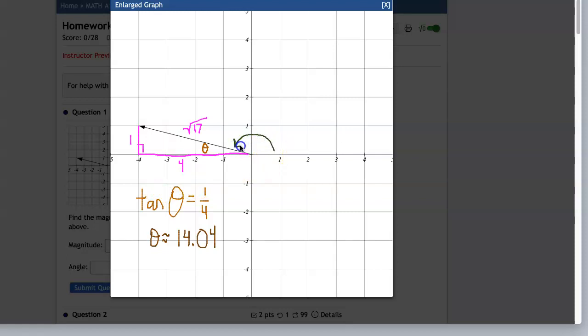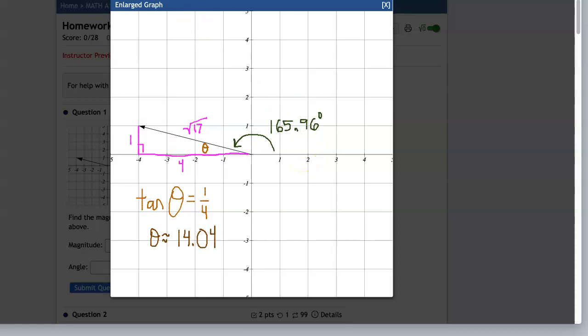then the supplement of that angle would be the remainder of this line here. And so the supplement is 165.96. And that would then be your direction angle for your vector, starting at the positive x-axis.